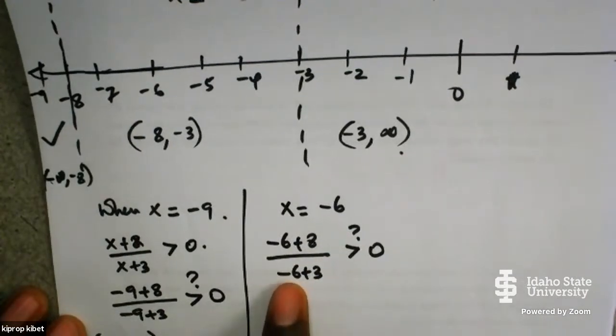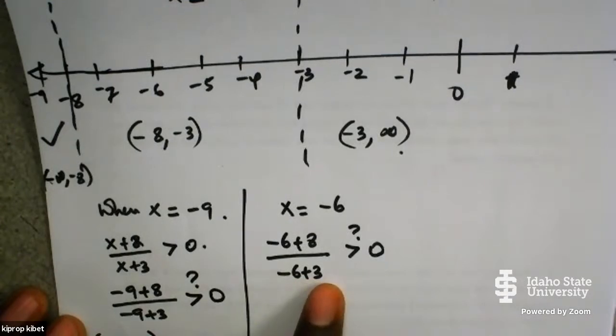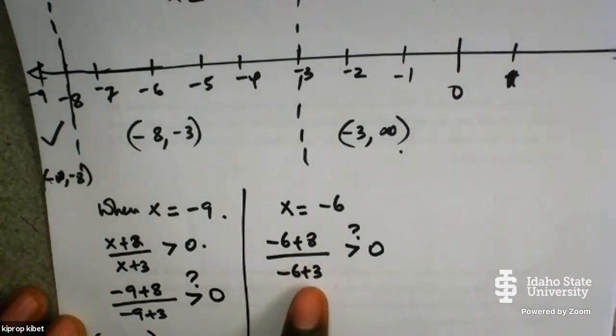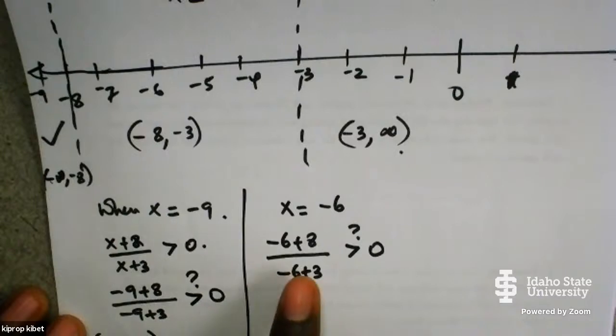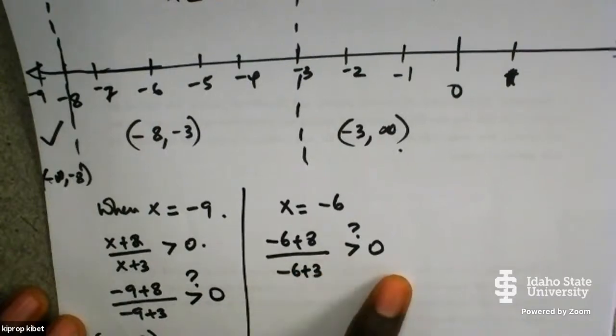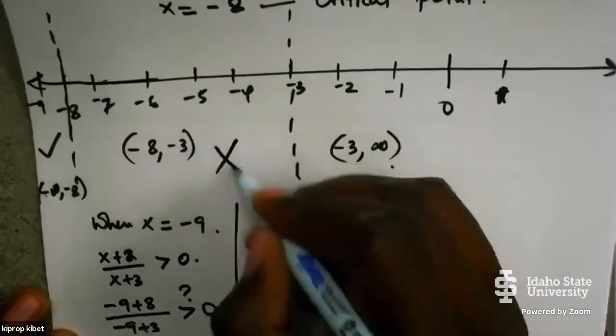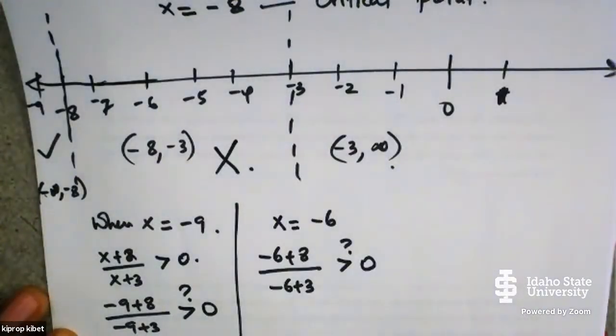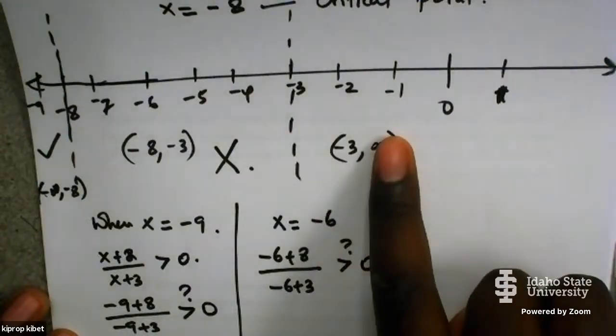Minus 6 plus 3 is negative 3, so that is negative, right? So is negative greater than 0? No. So this region is not agreeing with that. It's a pattern. The next one is going to agree.